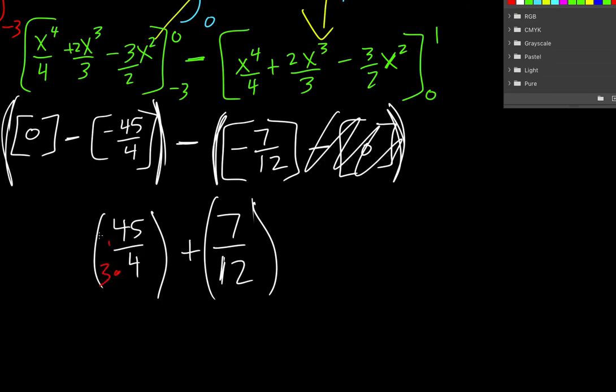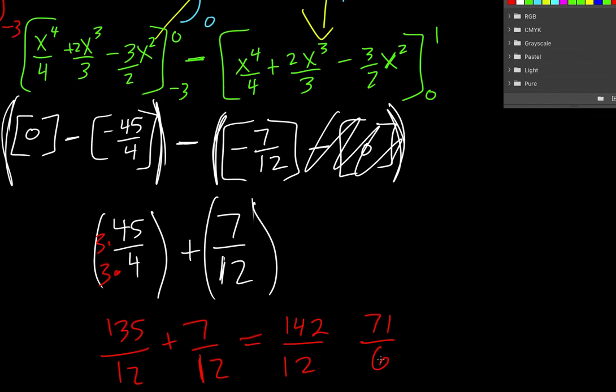Okay, I can multiply this by 3 over 3. So 45/4 would be 135 over 12 plus 7 over 12. And if we add those together, we get 142 over 12. Those are both divisible by 2. So we get 71 over 6. And yeah, that's similar to the answer that they get in the book, just written a little bit differently.